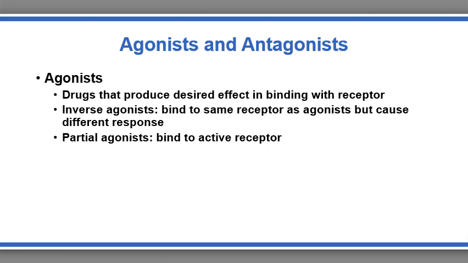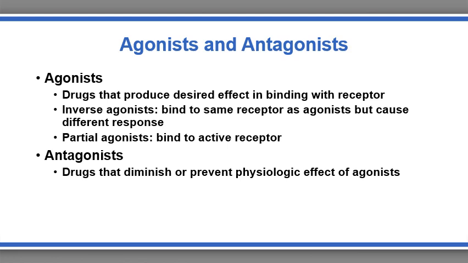And then a partial agonist is when it's going to bind to a receptor and activate the receptor, but only have partial efficacy relative to a full agonist. So you're not going to get the same full efficacy as you would with a full agonist.